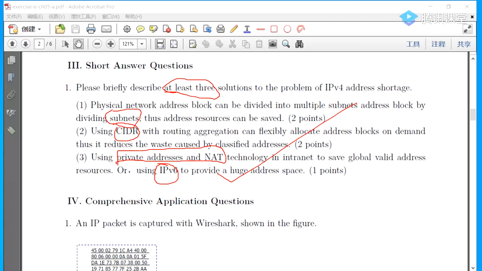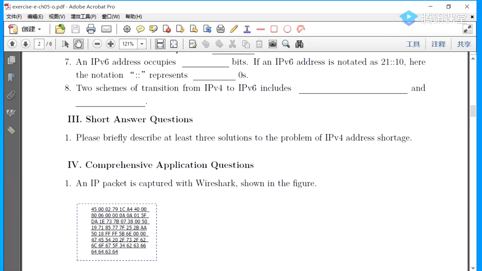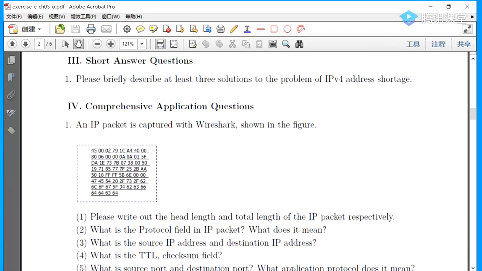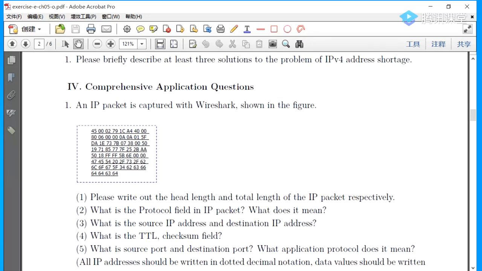That covers the short answer questions. Okay. Now we will turn to comprehensive application questions.